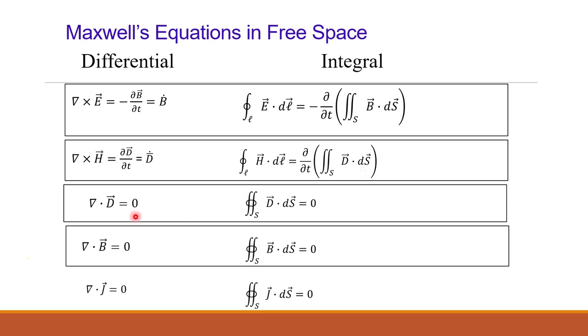Del dot D is equal to rho v, that is the third equation. And now rho v is 0. Since rho v is 0, del dot D becomes 0, and also closed surface integration of D dS will also become 0. Then del dot B bar is equal to 0, and its integral form, closed integration of B dS, is 0. In the last term, del dot J bar is 0 because J itself is 0. So there is no need to consider the last equation. All things are 0. So only 4 equations we will consider: del cross E bar, del cross H bar, del dot D bar, and del dot B bar. These first 4 equations are important for free space.